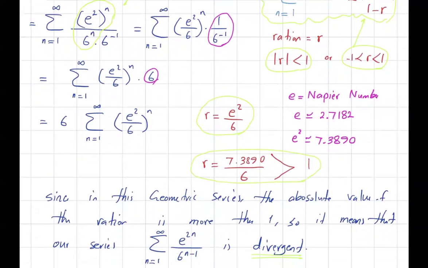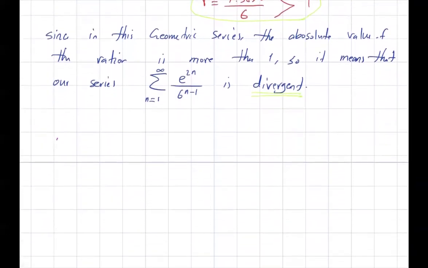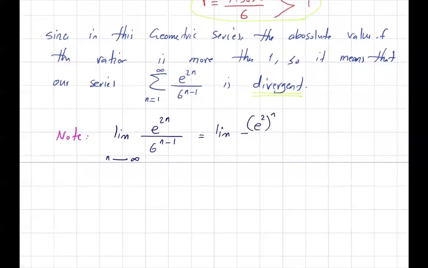So let me write this note down here for you. Note that the limit of e to power 2n divided by 6 to power n minus 1 as n goes to infinity, with the same argument. Since e squared, if you want to write this in a way that is comparable, it is e squared to power n divided by 6 to power n minus 1 as n goes to infinity. And since this number inside parentheses is more than the base on the denominator, which is 6, it means that this limit goes to infinity.